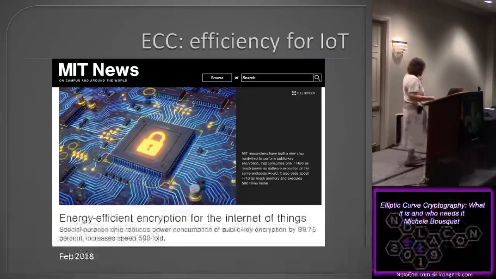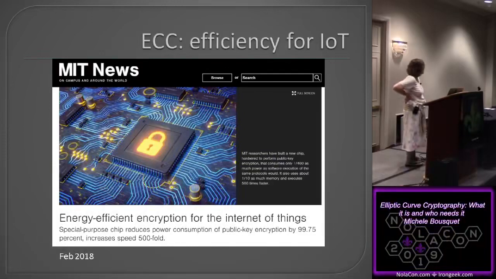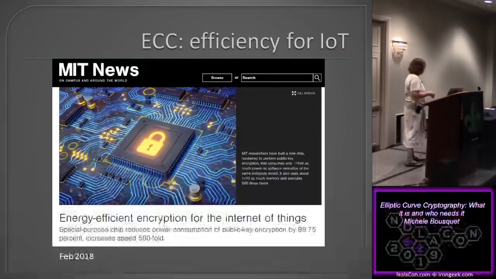So this is from MIT from February 2018. They came up with this chip that uses ECC, and it says it reduces power consumption of public key encryption by 99.75% and increases speed 500-fold. And they actually already had an ECC chip that they had developed, but they actually put the calculation stuff on the chip. It's hardware-based now instead of software-based. So this was kind of cool.